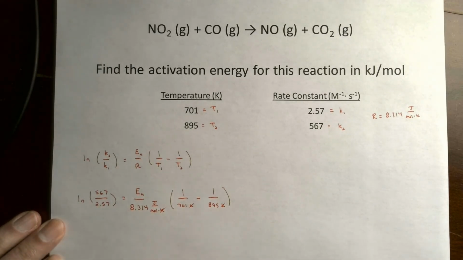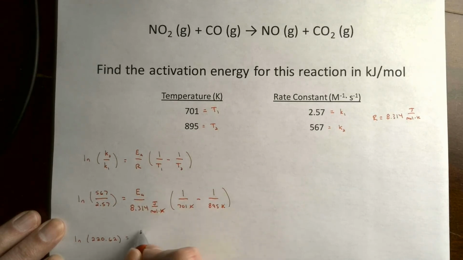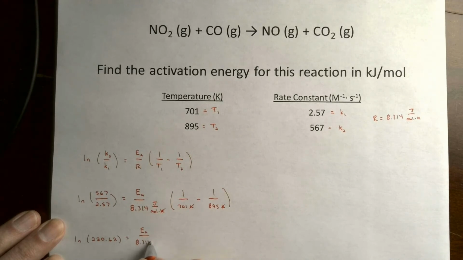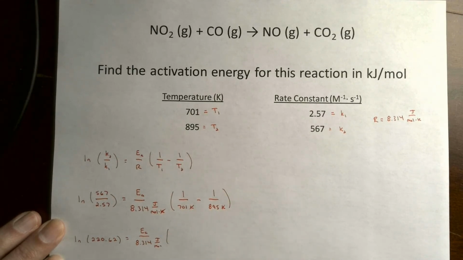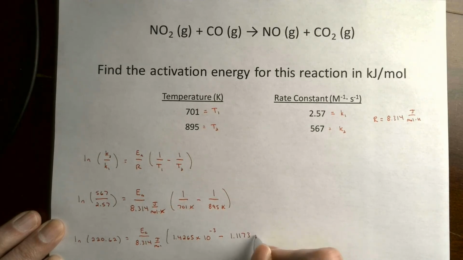So we go through and calculate this ratio. We get the natural log of 220.62 equals activation energy over 8.314 joule per mole. In the parenthesis, if we do 1 over 701, we get 1.4265 times 10 to the minus third, minus 1.1173 times 10 to the minus third.